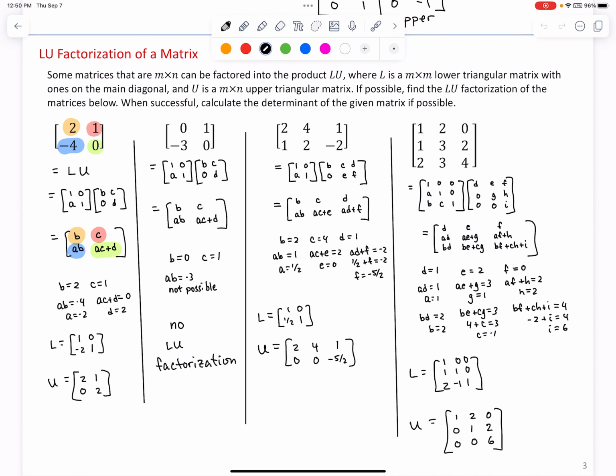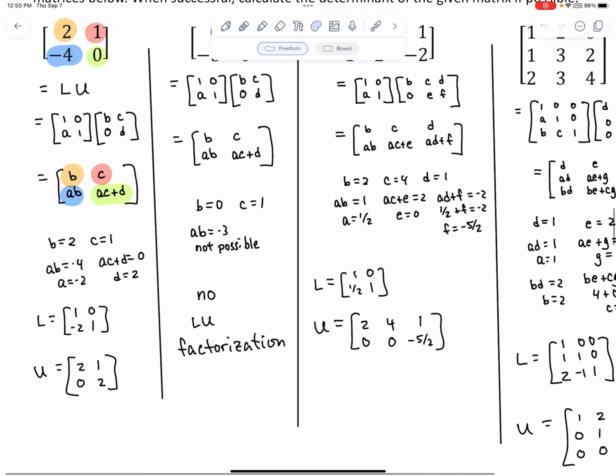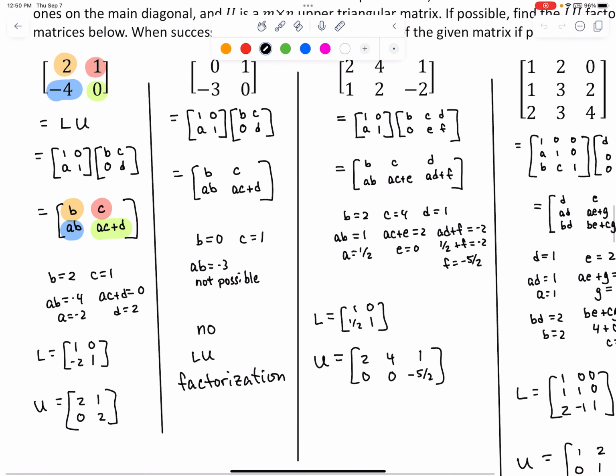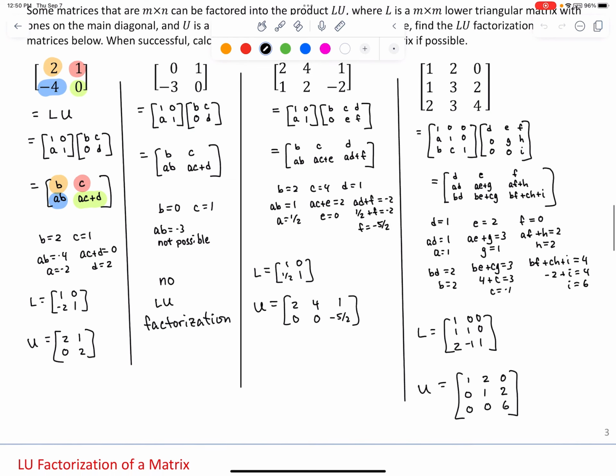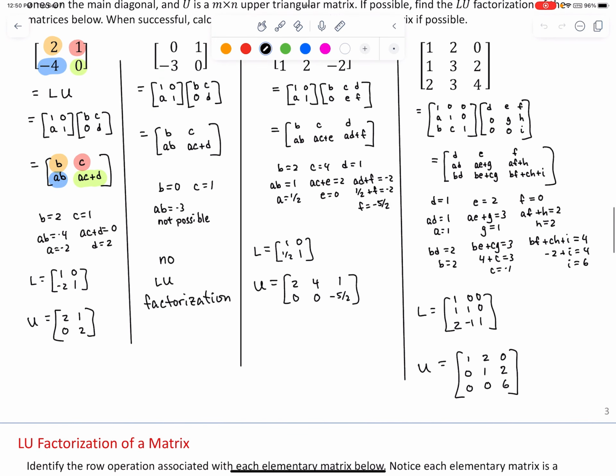Okay, the last sentence in our instructions says that when successful, calculate the determinant of the given matrix, if possible. So that means when successful in finding an LU factorization. So in this first case, we were successful in finding an LU factorization, and we want to calculate the determinant of this matrix. Well, we have A is equal to LU.